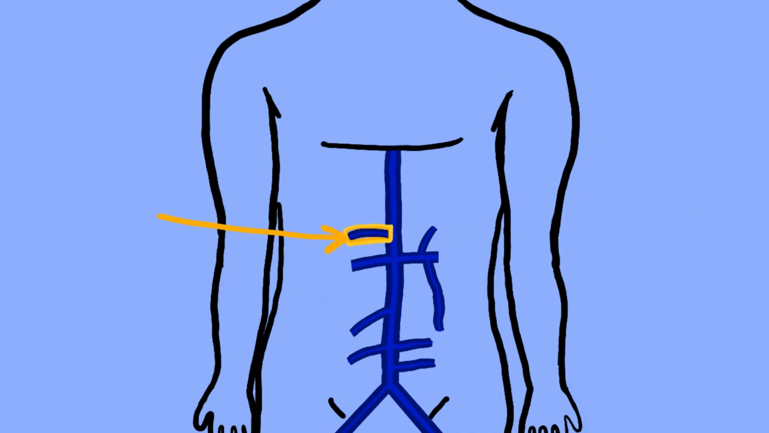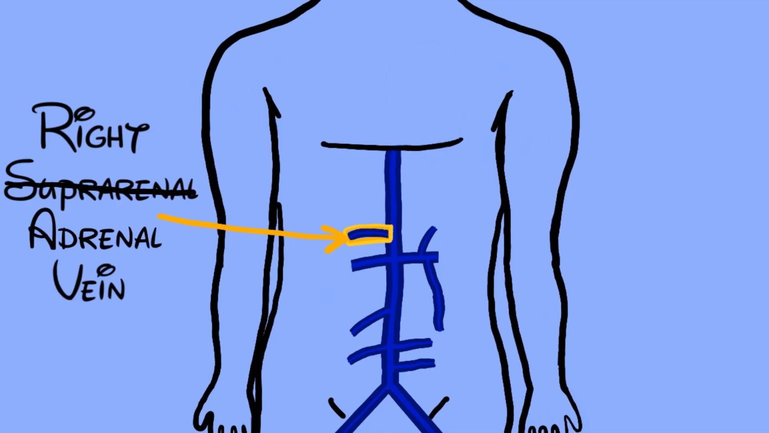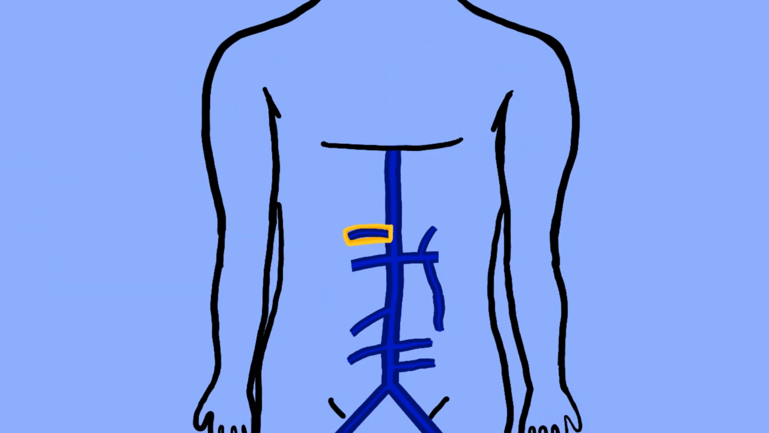Next, the right suprarenal or adrenal vein comes from the right and empties into the mid IVC. Let's take a look at the blood flow until this point all at once.